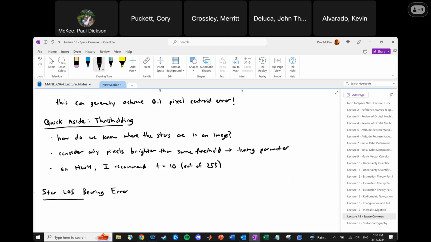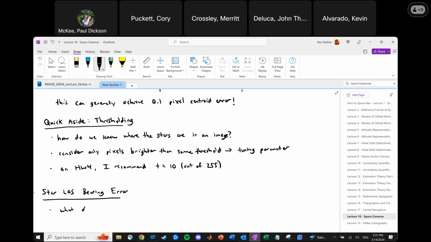So how do we know what our bearing error is? Or first of all, what is bearing error? So let me ask it another way. Before I said a 0.1 pixel of centroiding error, which means that we have an uncertainty in where the star is in the image that is 1/10 of a pixel across. That's the idea. So what does that mean?